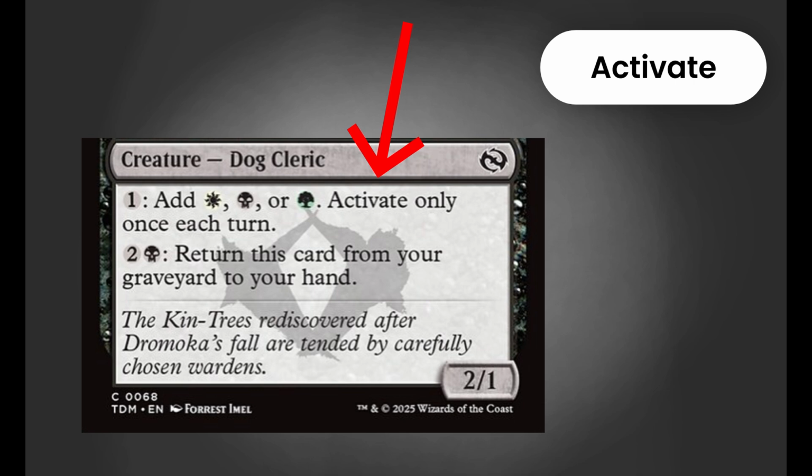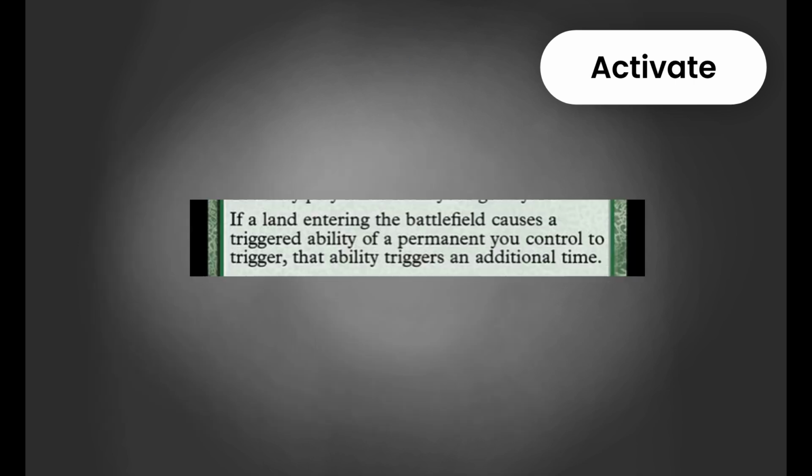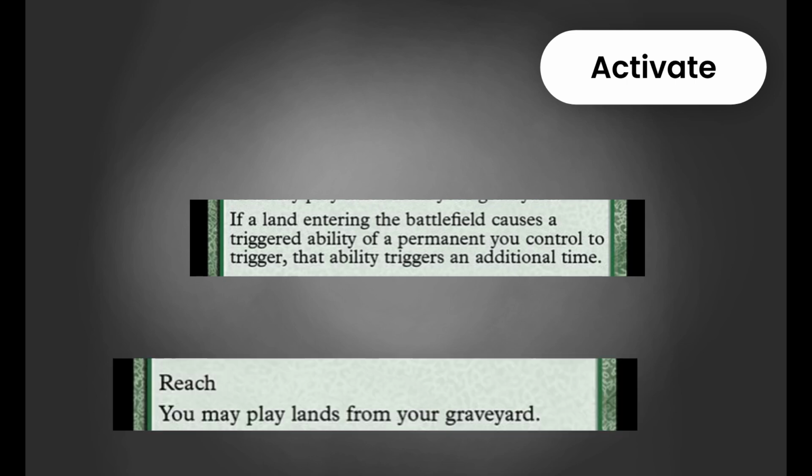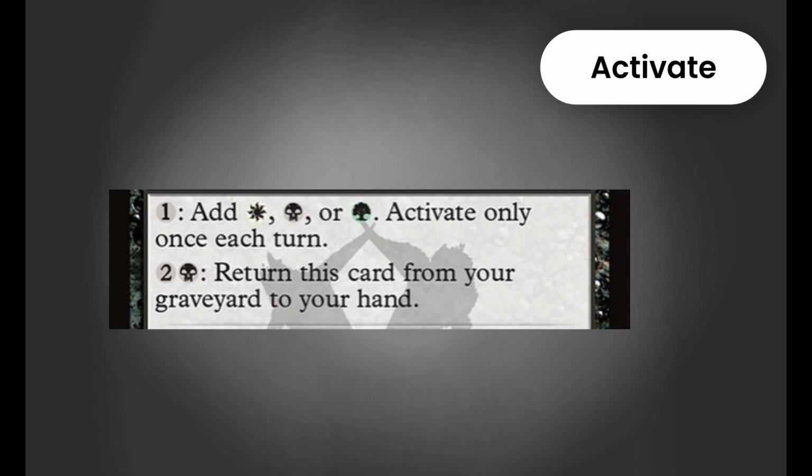Activated abilities are, as they say, abilities that need to be activated, rather than just happening like a triggered ability, or always being in play like a passive or static ability. Activating an activated ability means to put the ability onto the stack and pay its costs so that it will resolve. You can now see why these get shortened to keywords.